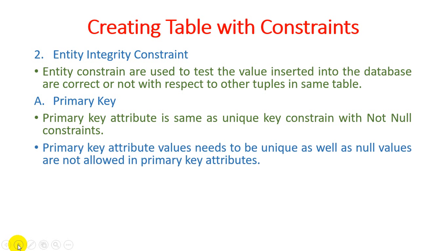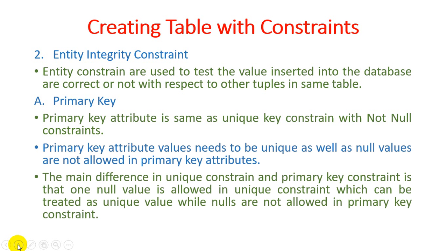Primary key attribute values need to be unique, and null values are not allowed in primary key attributes, as we discussed previously. The main difference between a unique constraint and a primary key constraint is that one null value is allowed in a unique constraint, which can be treated as a unique value, while nulls are not allowed in a primary key constraint.